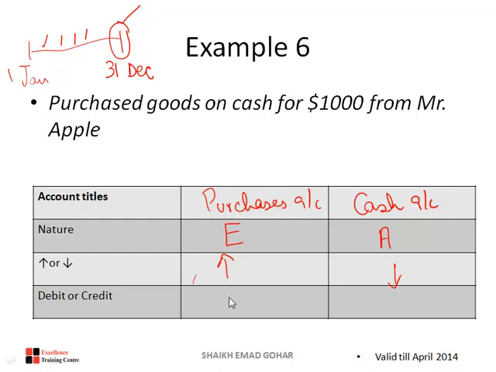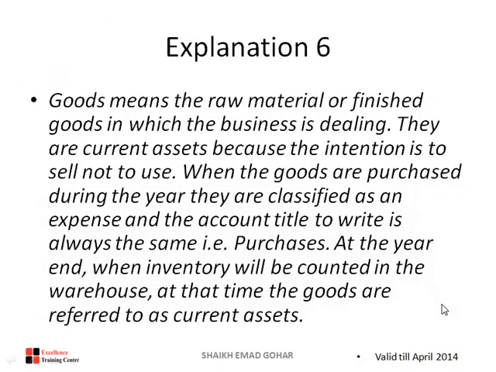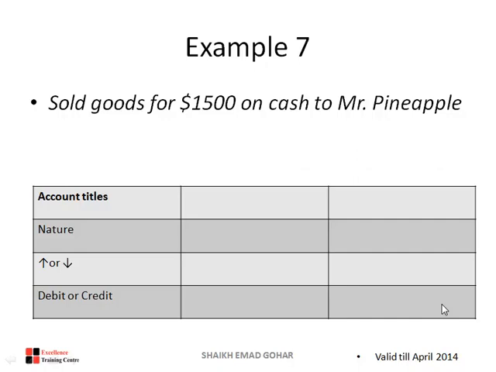So asset increases, expense increases, debit, and asset decreases. So one debit, one credit. Done. This is from the summary here from this slide, that purchases are expenses. Why are they expenses? Due to this point which I told you. Don't forget please, because from this class onwards you should know these basics. I will not tell you again and again. Explanation you can read at home as well.